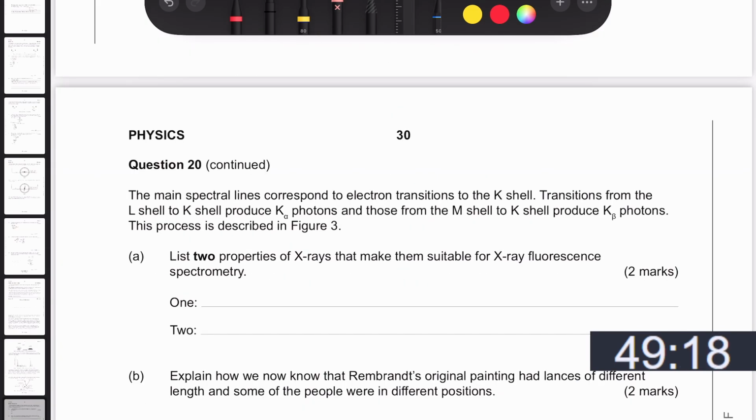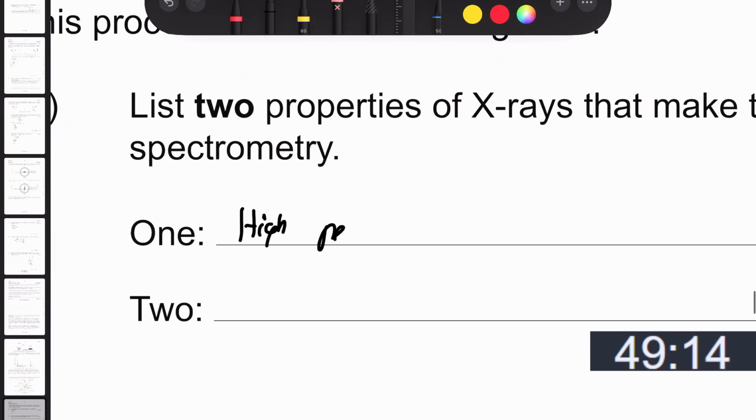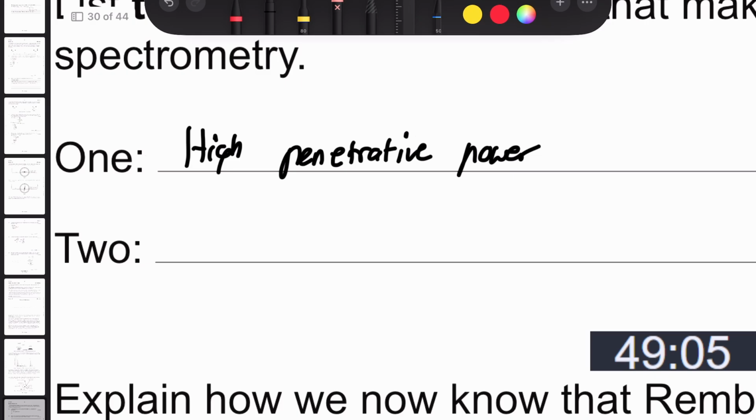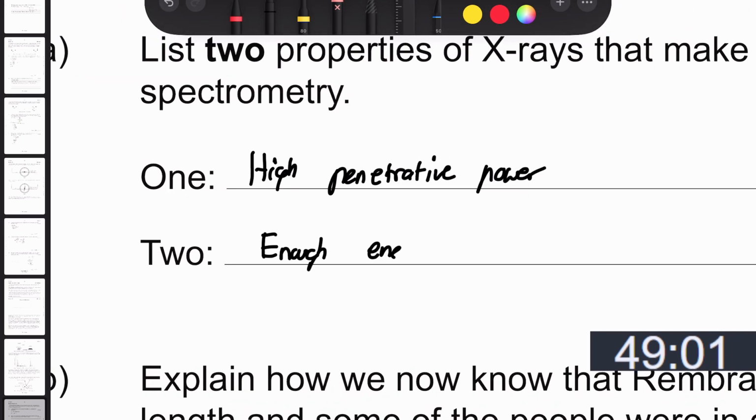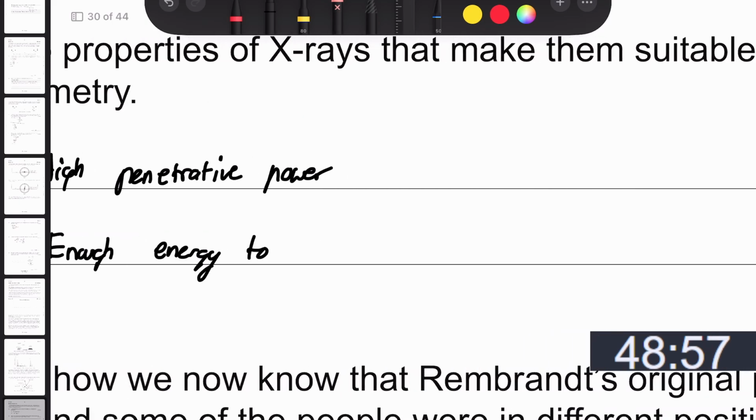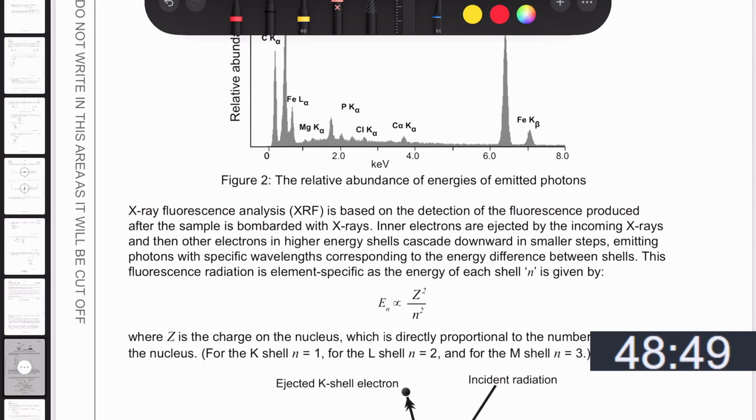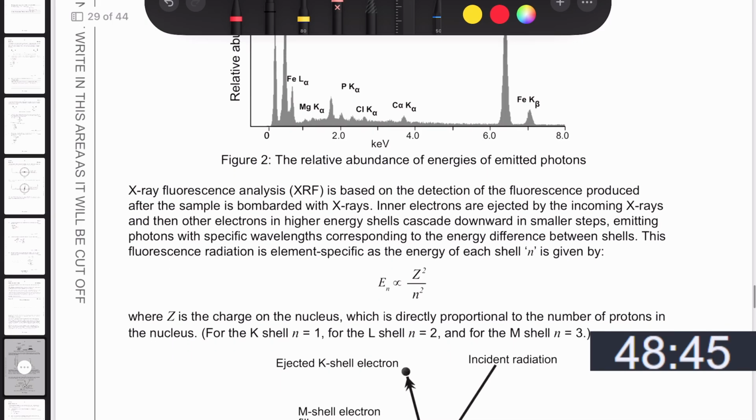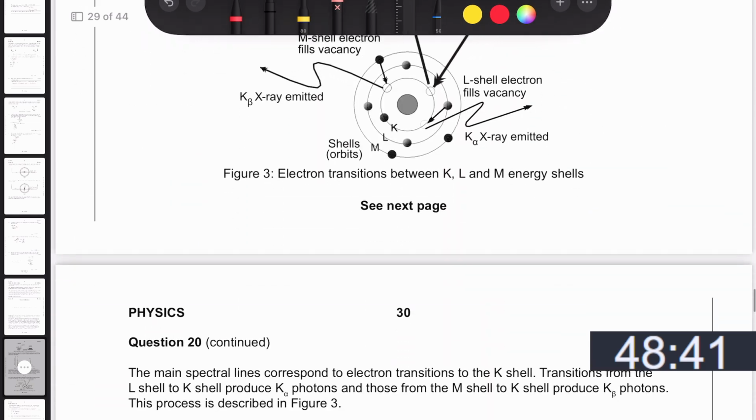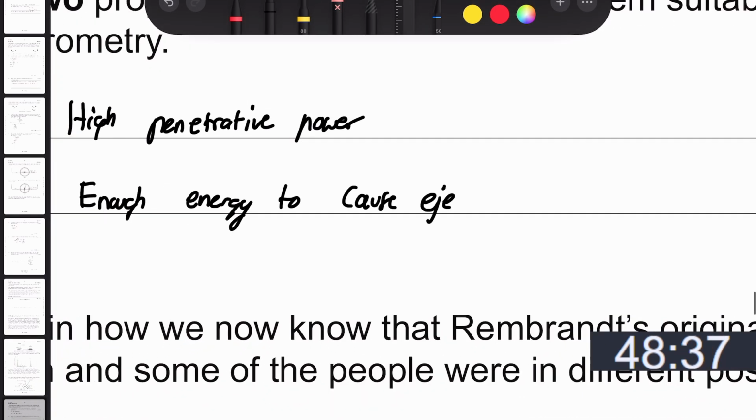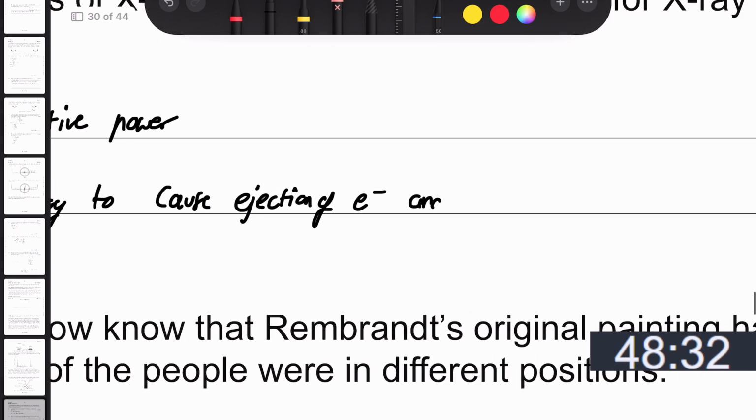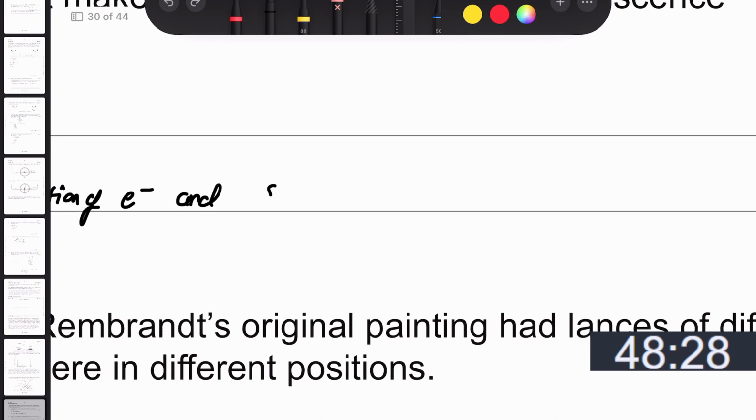There are two properties of X-rays that make them suitable, so we can maybe say high penetrative power, and then enough energy to cause ejection of electrons and subsequent photon emission.